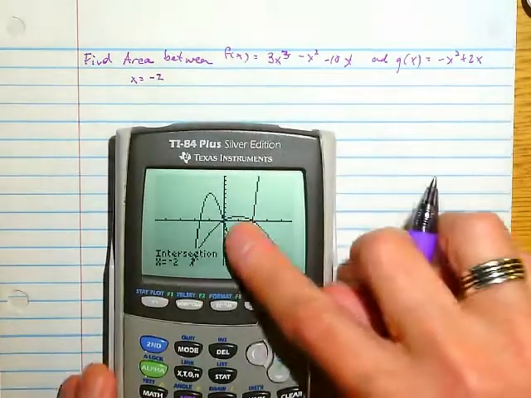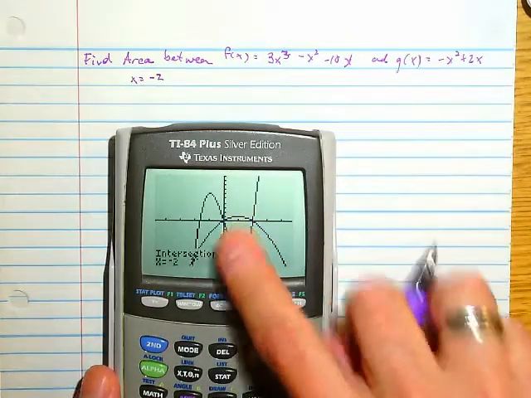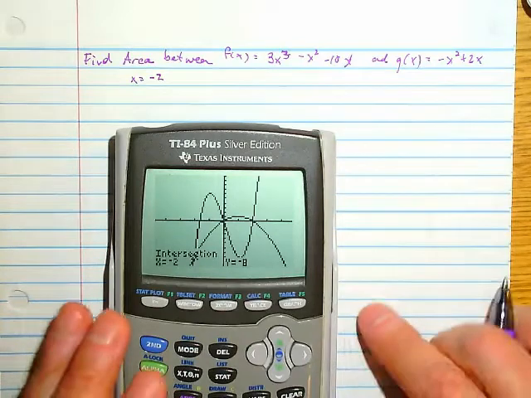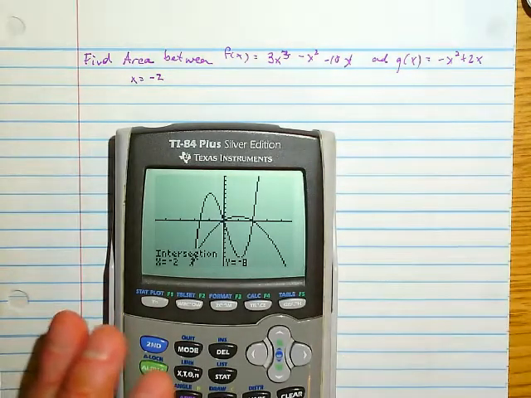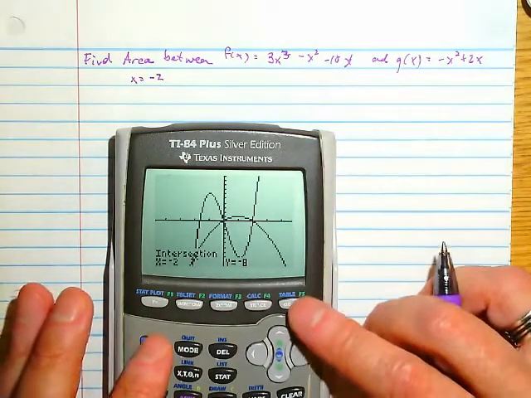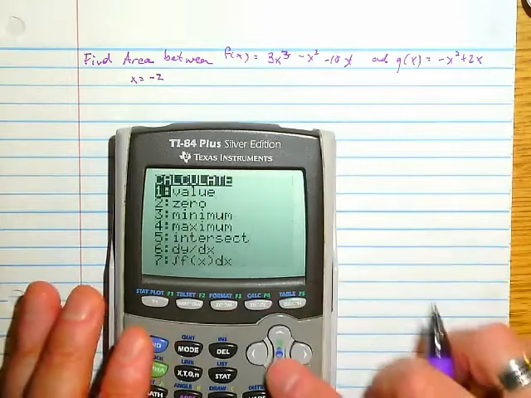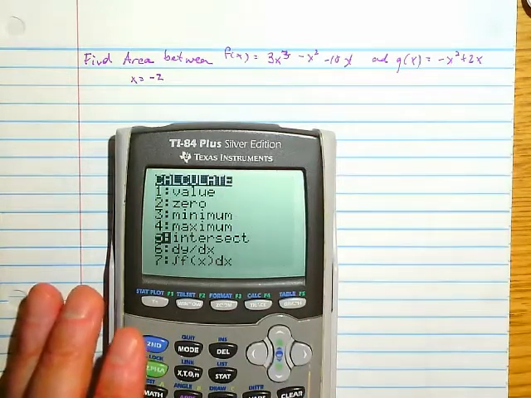Okay, but it looks like it also intersects here. Well, it kind of looks like 0. Let's just double check that because you don't want to assume. Let's see. Negative 2, second calc, intersect.